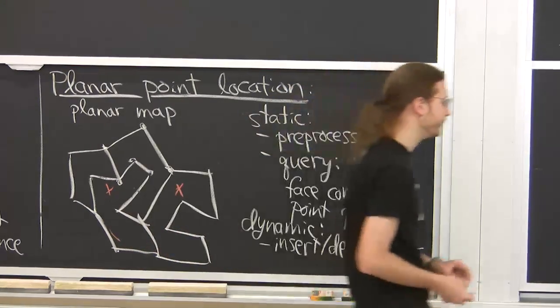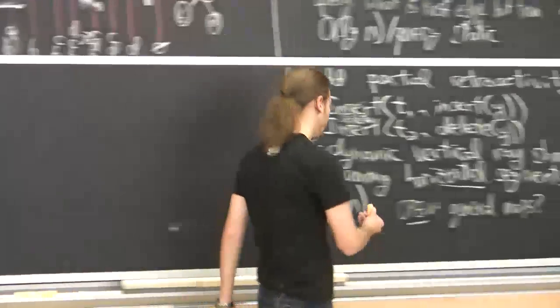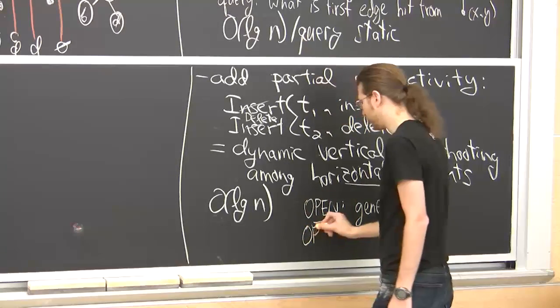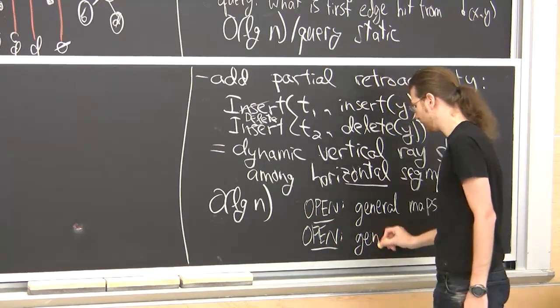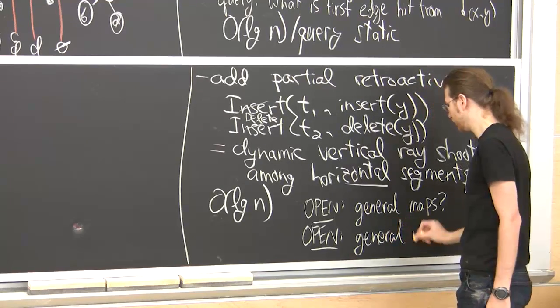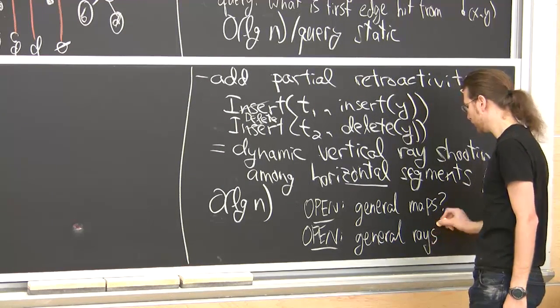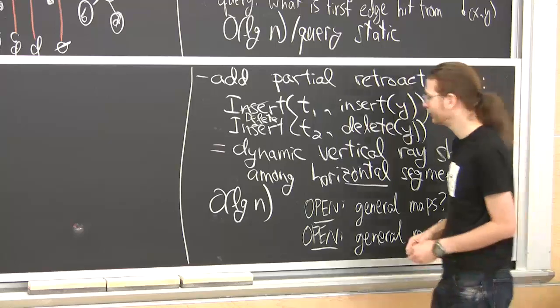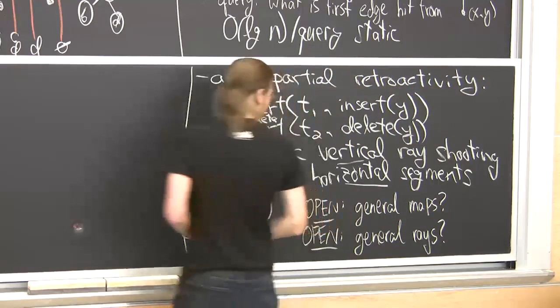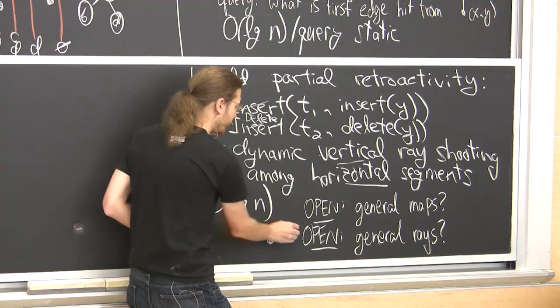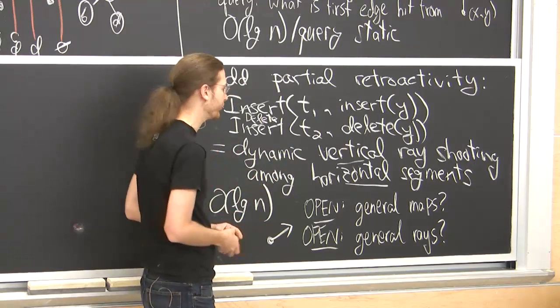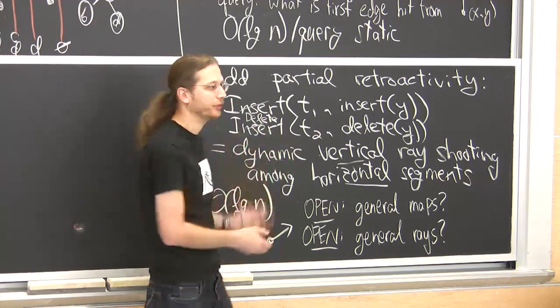Another fun open problem is, what about non-vertical rays? General rays. Sorry, so what if I can now query, I give you a point and I give you a vector. I want to know what do I hit in that direction. This is a lot harder. You can't use any of these tricks.